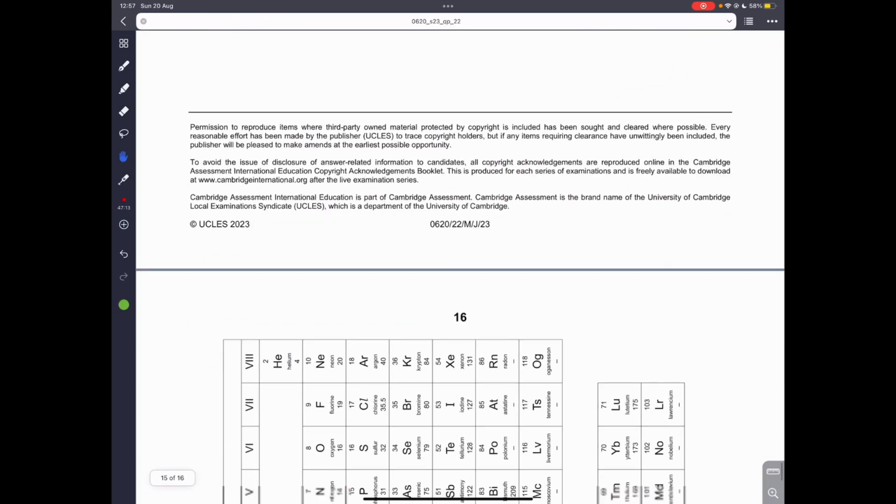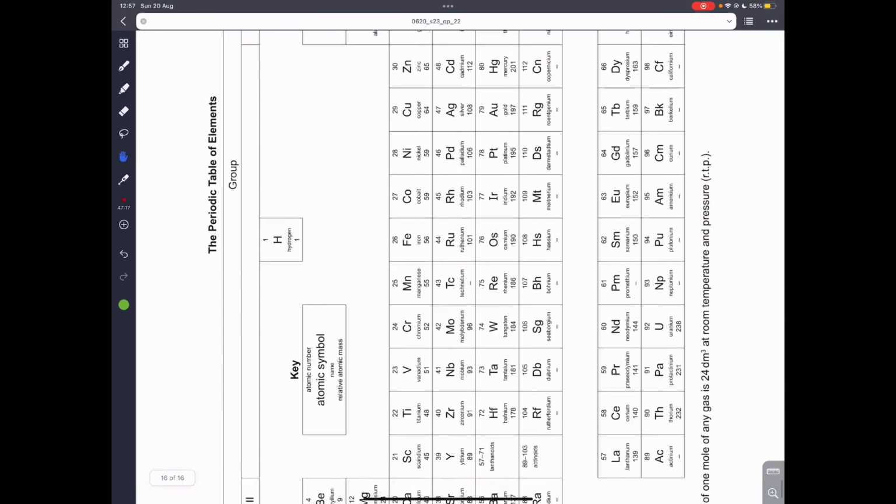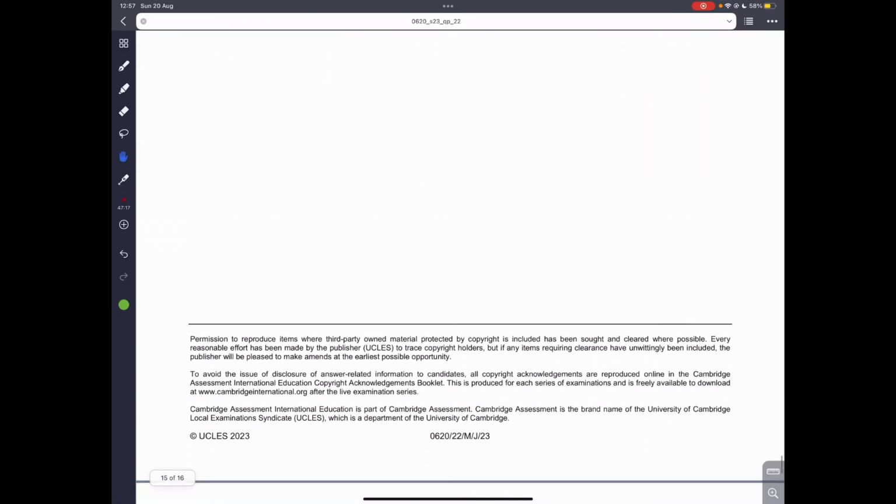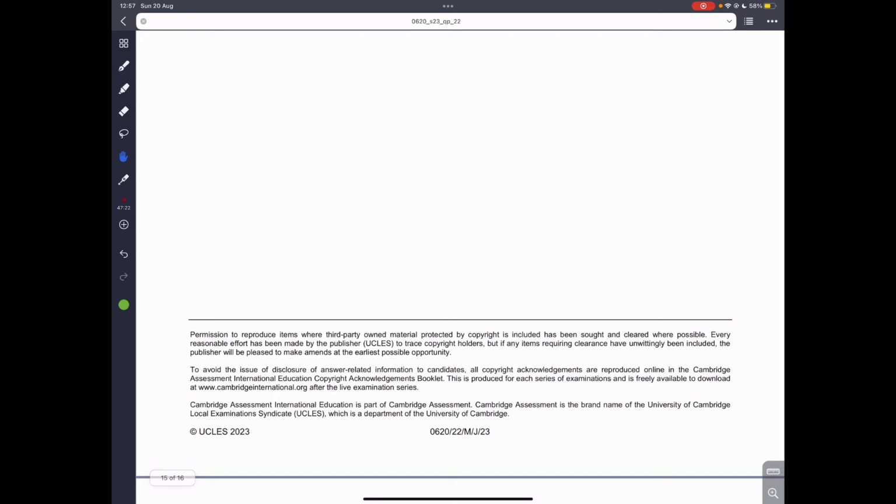Okay. They also gave you the periodic table if you need it. This year, I will say it is particularly tricky, but also at the same time, it's not that difficult if you know the core concepts.